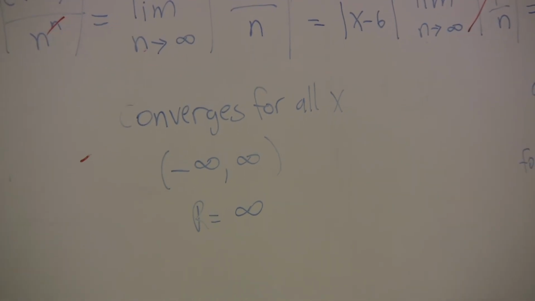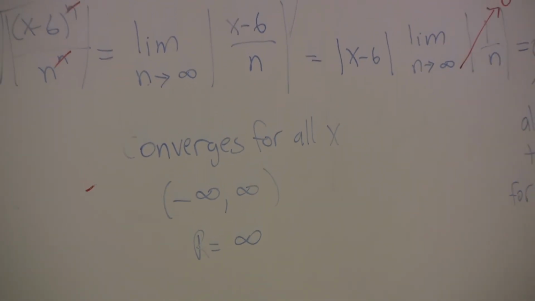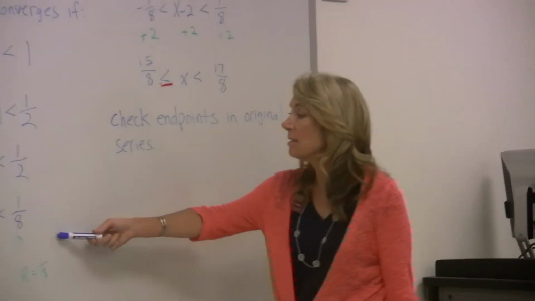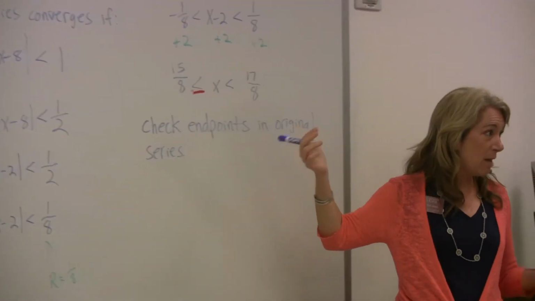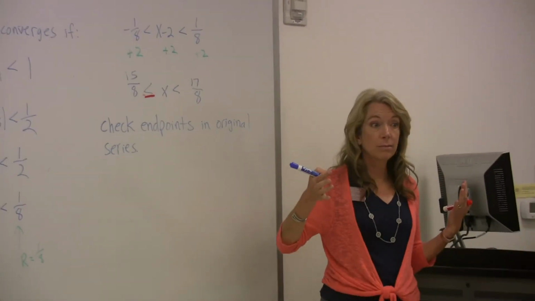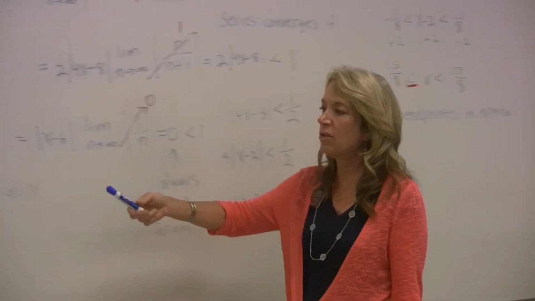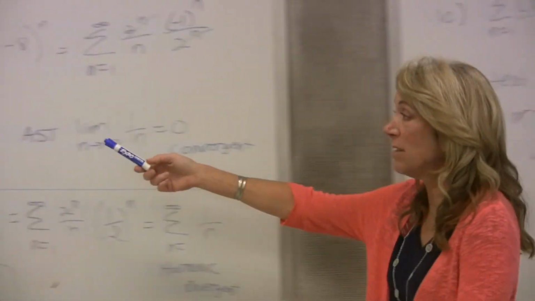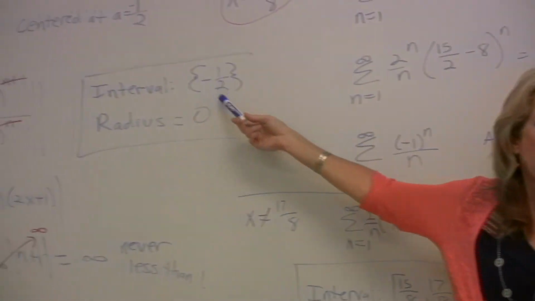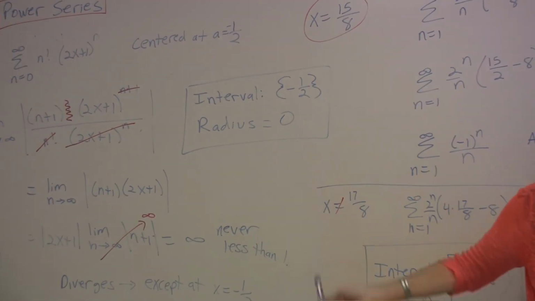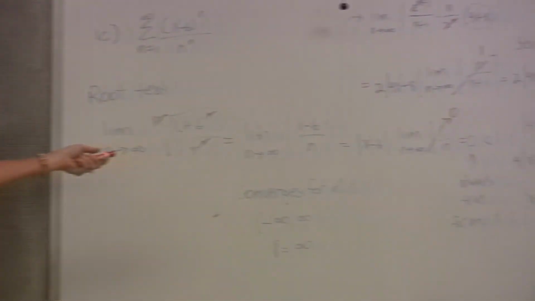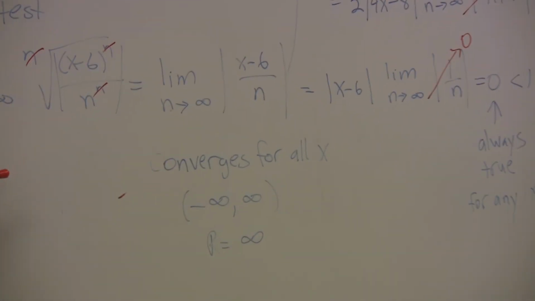So those are the 3 things that could happen. You might actually get a radius and an actual interval with endpoints that you have to check. That happens most of the time. You might end up with a situation where it only converges at that one point at the center and nowhere else. Or it might just converge everywhere, in which case you have this situation.